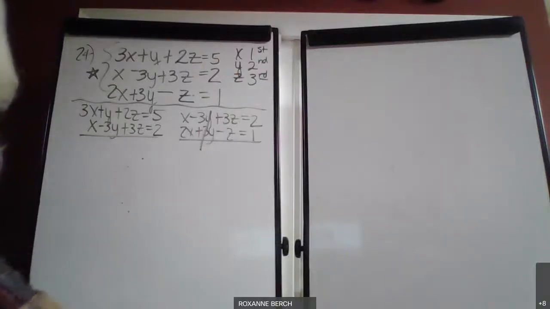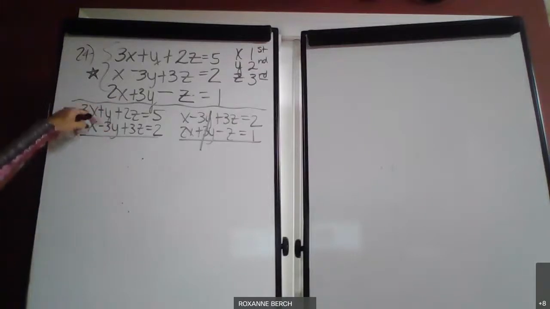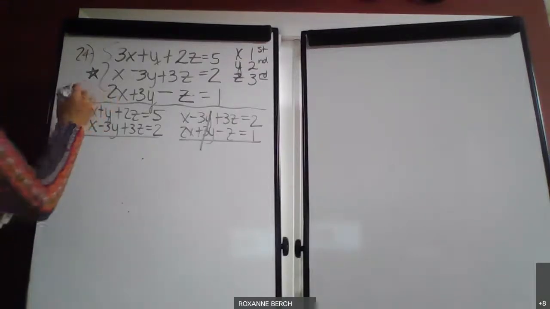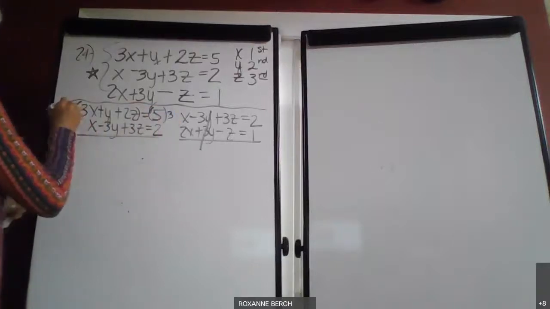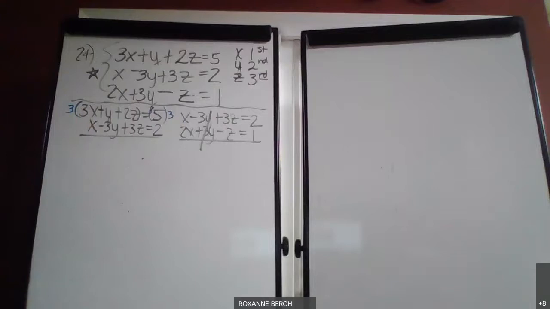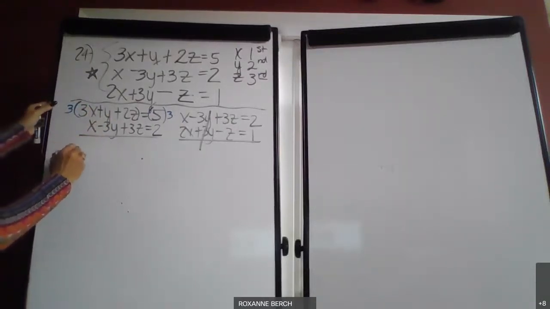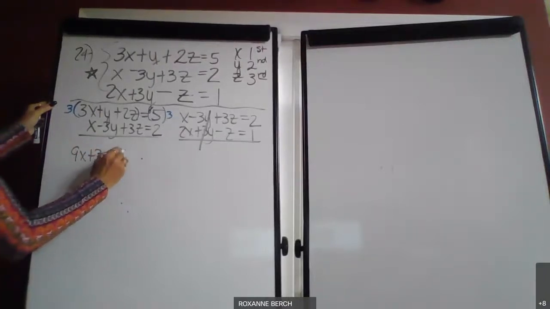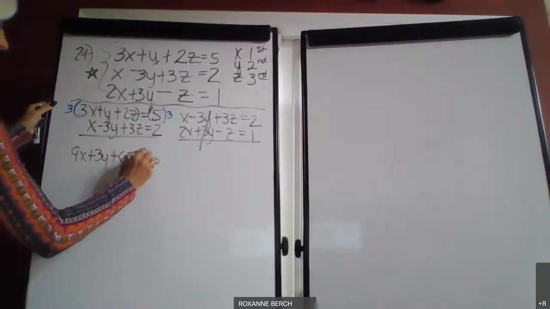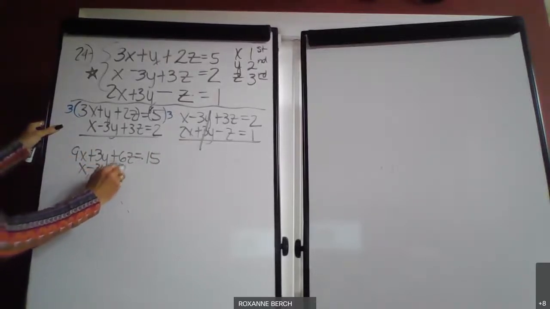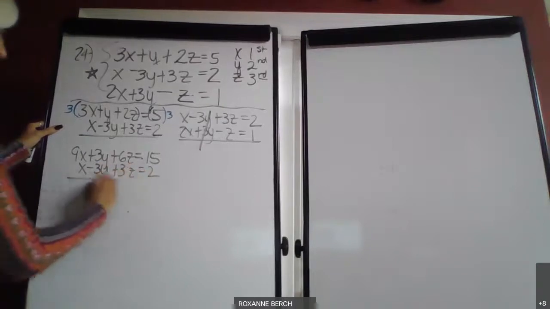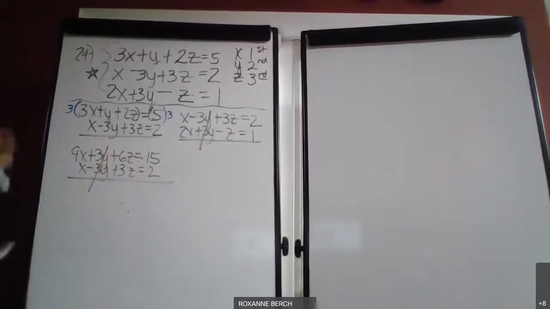And on the one on the left, I just have to multiply the top one by 3 to get true opposites. So I'm going to multiply the top by 3 and rewrite this. So remember to distribute. We have 9x plus 3y plus 6z equals 15. And on the bottom, you have x minus 3y plus 3z equals 2. So we eliminated the y by adding.